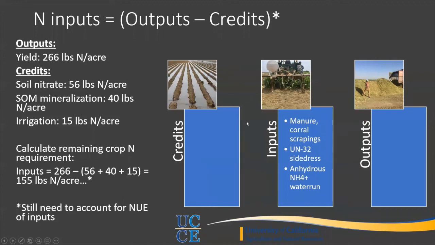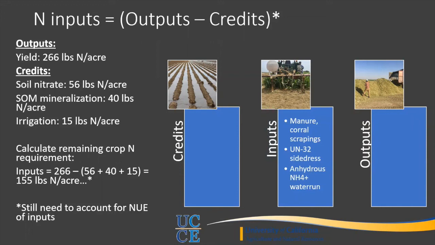Here in the inputs column, I've listed some examples of inputs that are available to this farmer for this particular field. We have dairy manure that comes in the form of corral scrapings. Those are solid manure. They also have access to a fertilizer injector to side dress UAN 32 fertilizer, and can also water run ammonium during an irrigation.